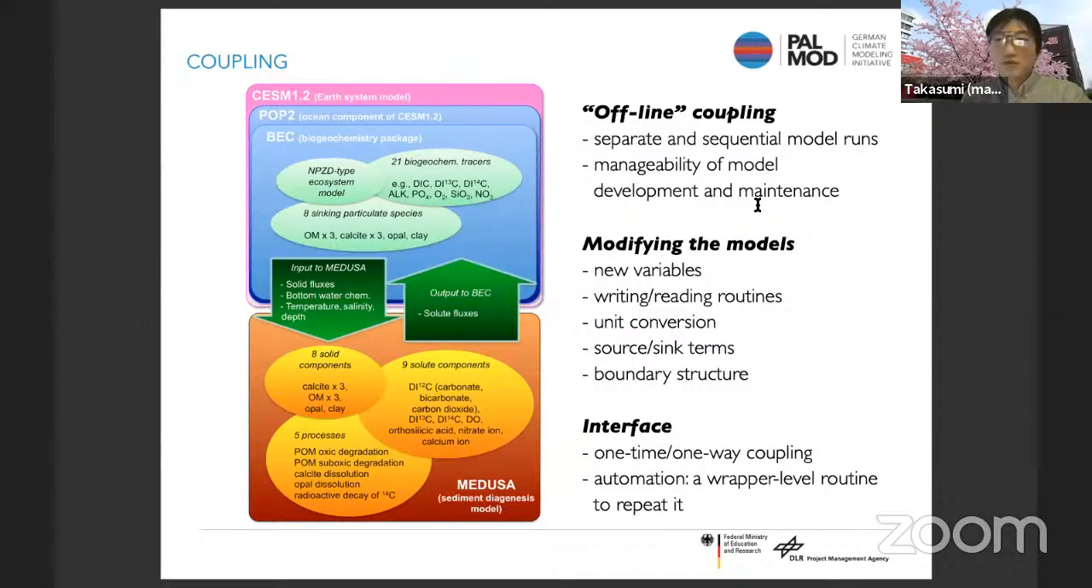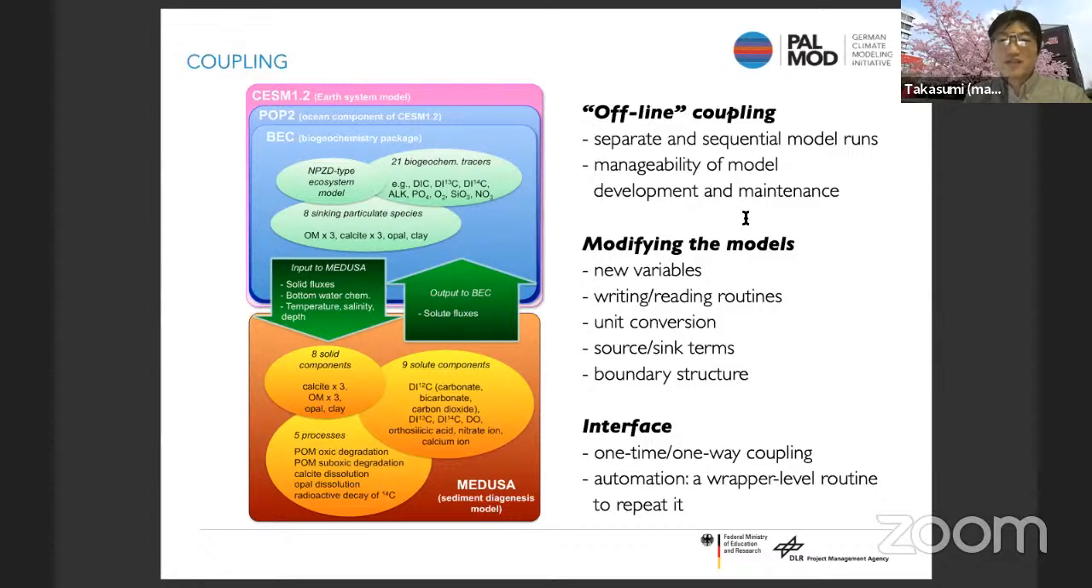But afterward, we also enjoyed another advantage of this offline coupling. For example, we could carry out sensitivity studies or parameter studies with regard to MEDUSA very easily by running it as a standalone model.